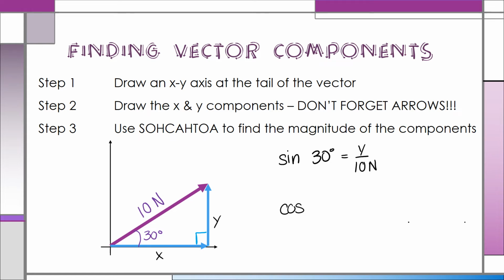Similarly, the cosine of 30 degrees, which is adjacent over hypotenuse, would give me my x component over 10 newtons. I can use my calculator to find that. And it's really important that you make sure that your calculator is in degree mode, since our angles in physics will always be measured in degrees.